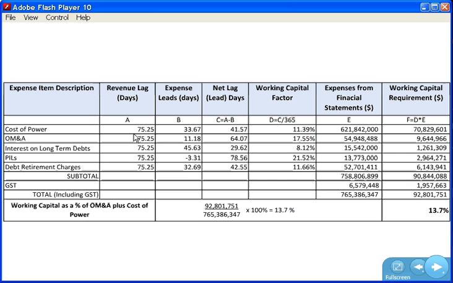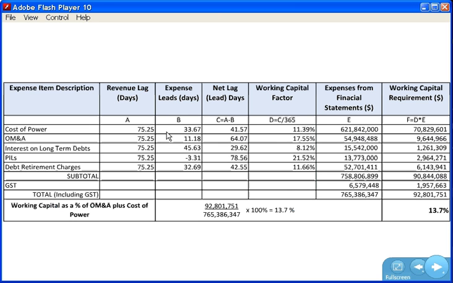The reason why it's all the same is because as a utility, you provide a bundle service to your customers. So basically, the cost of power, the OM&A, and the other items are all provided on the same basis, and you get paid for them at the same time. So that's why the revenue lag is the same. On the expense lead, there is a different payment for each of these items. That's why there's a difference between the different leads between the budget items.